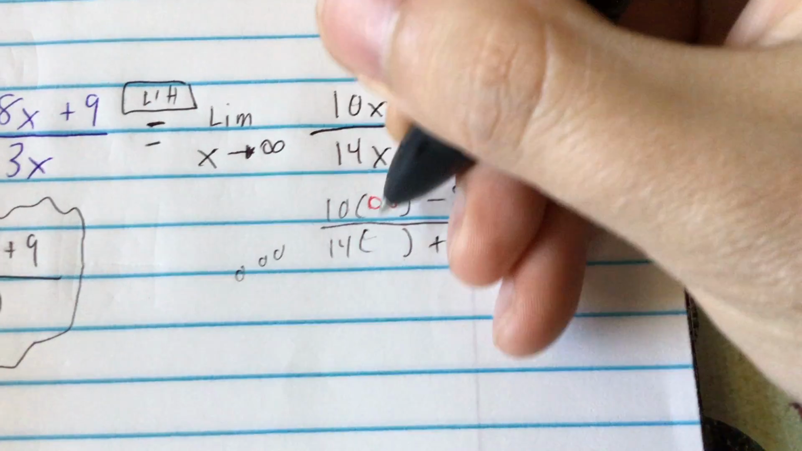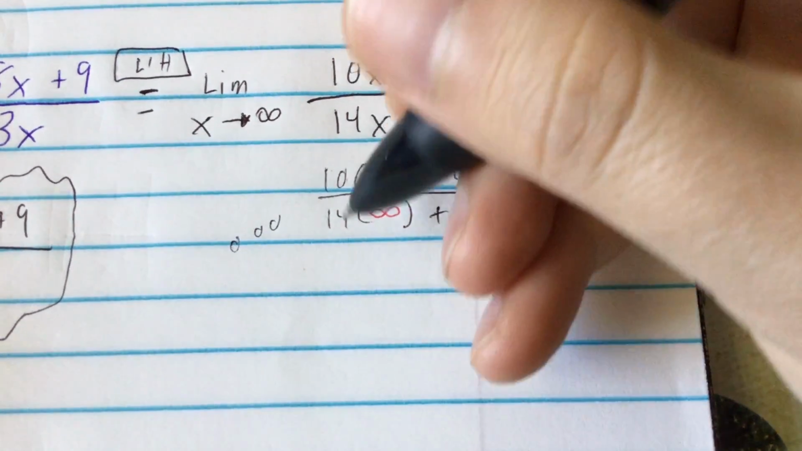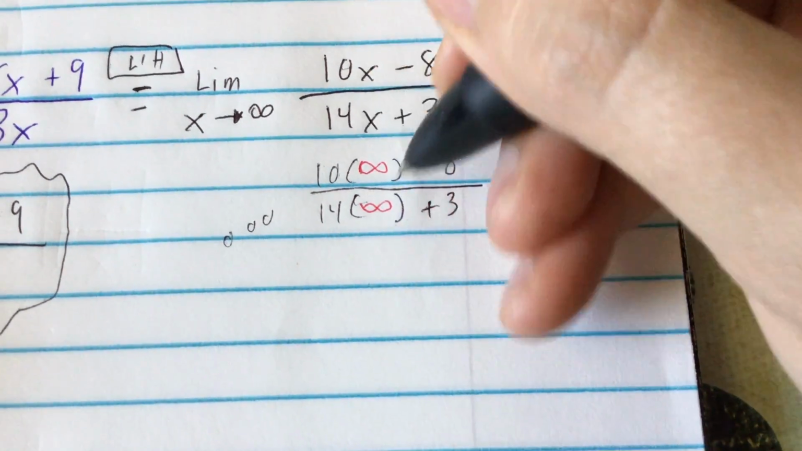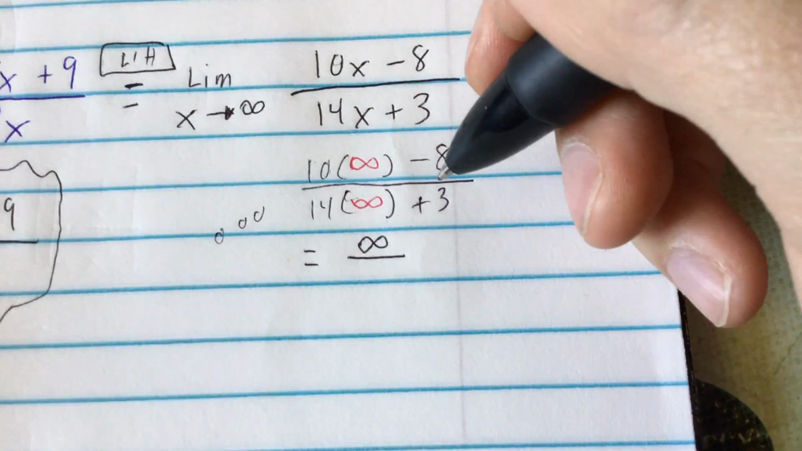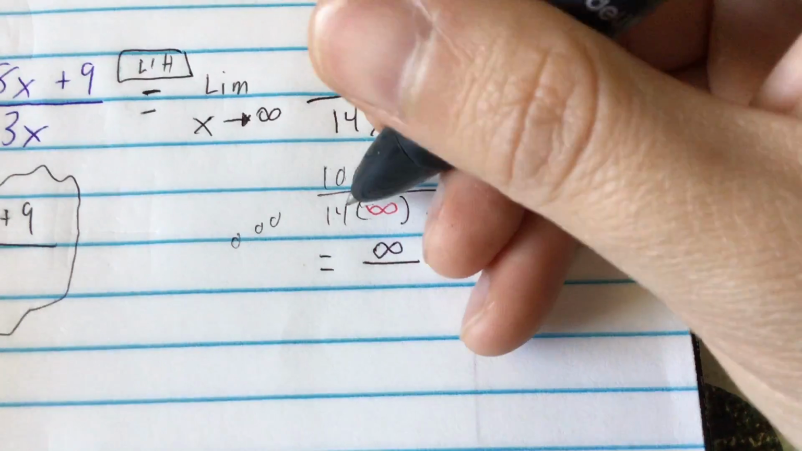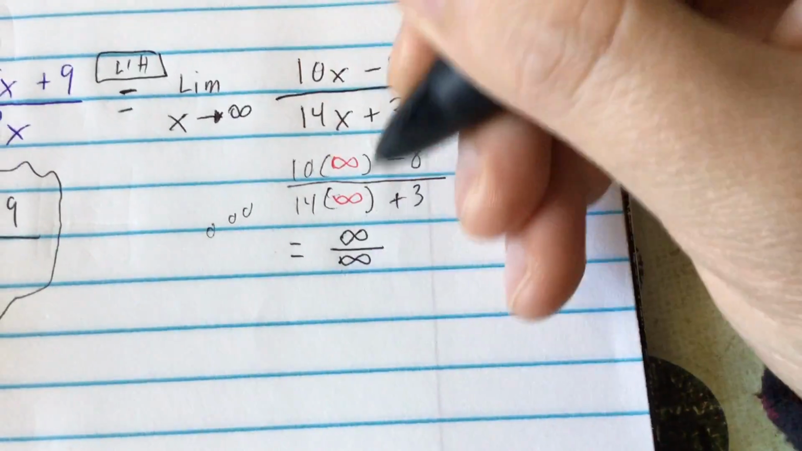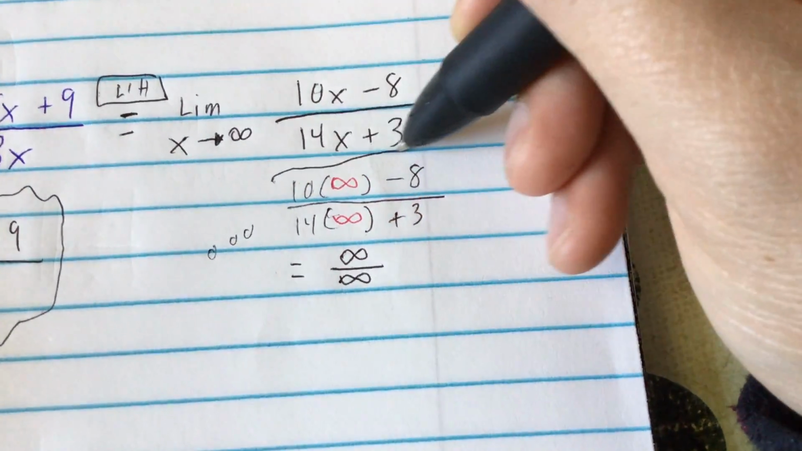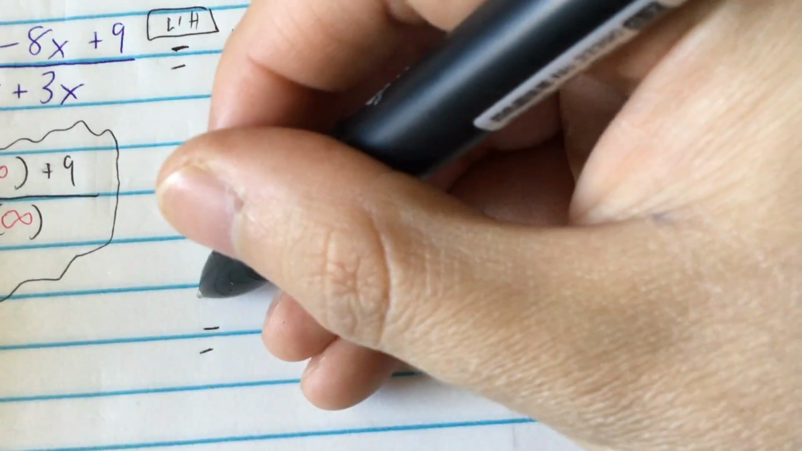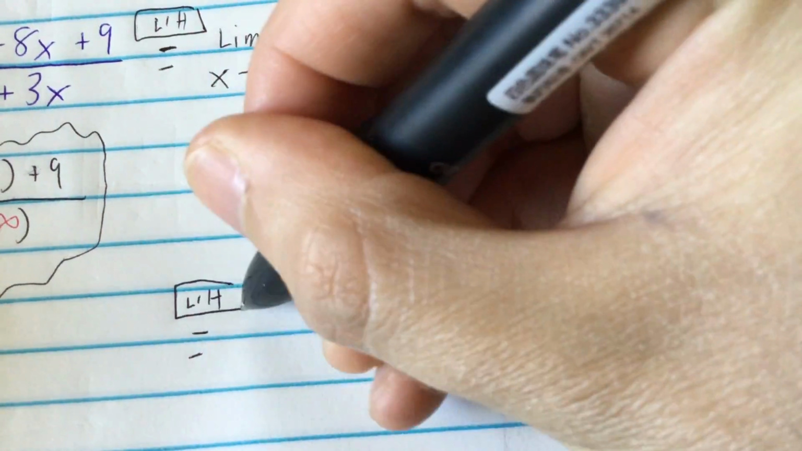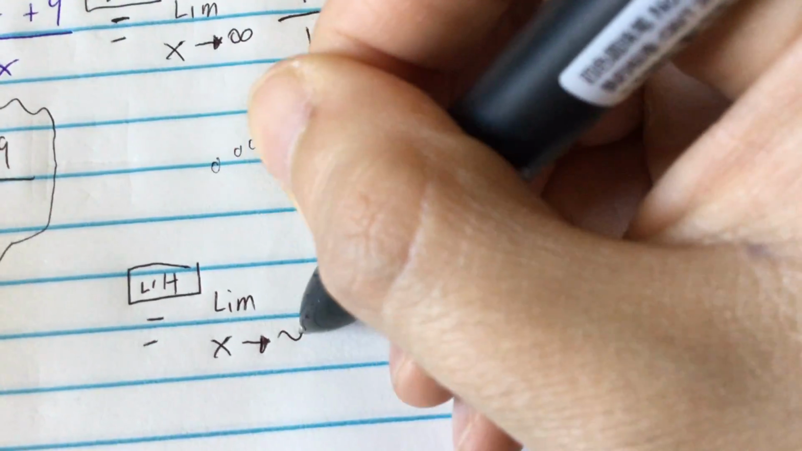In other words, 10 times infinity is infinity minus 8. So infinity minus 8 is still infinity. 14 times infinity is infinity. Infinity plus 3 is still infinity. So the idea is I still have infinity over infinity, and I get to do L'Hopital's rule once again because that infinity over infinity has not left.